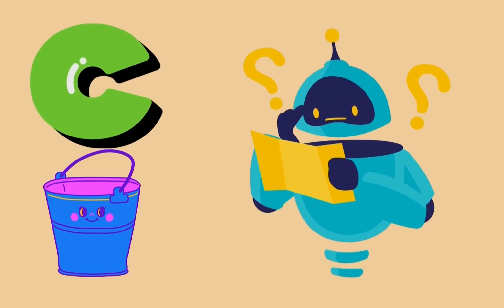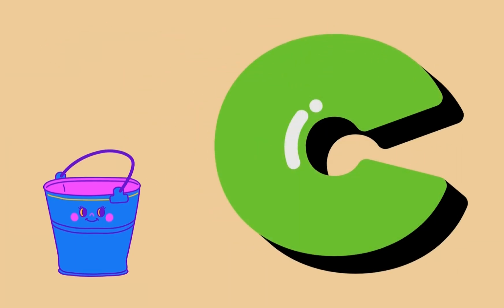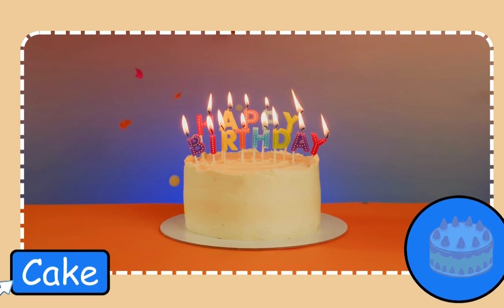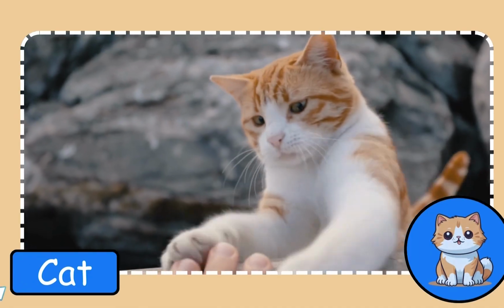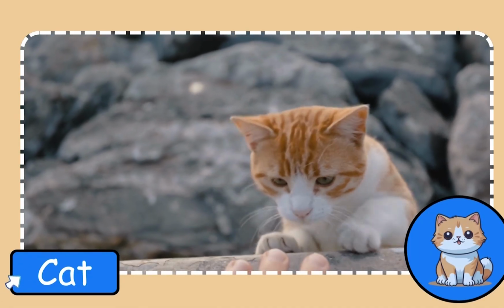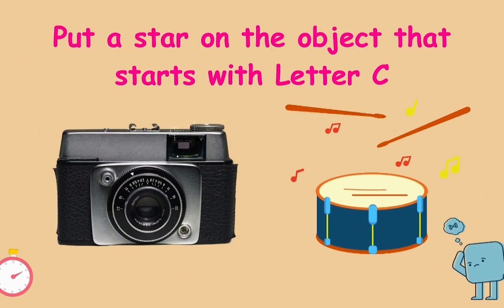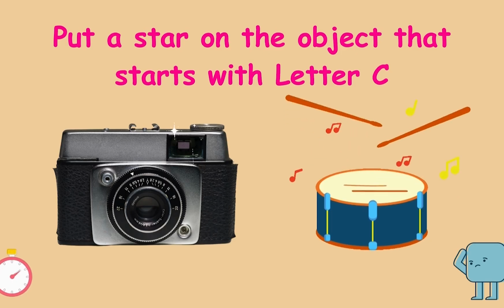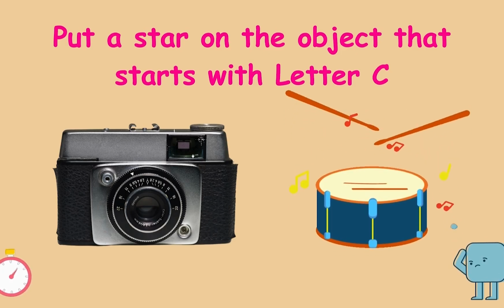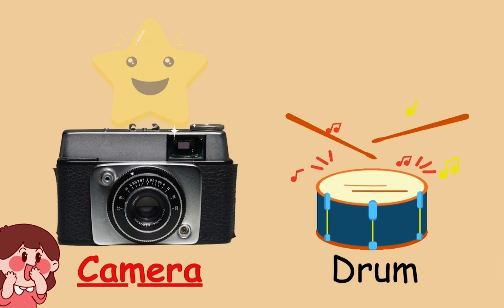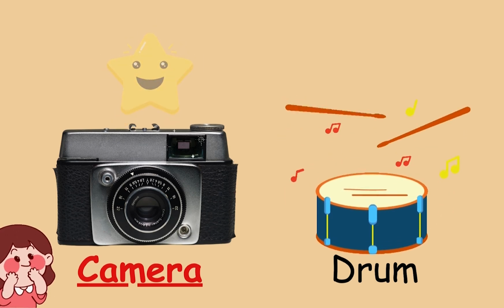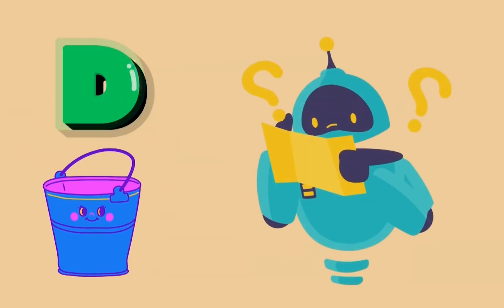What letter is that? Well, that is letter C. Cake starts with letter C. Cat also starts with letter C. Now, put a star on the object that starts with letter C. Camera is the correct answer. So the star goes to camera. Well done, kids.